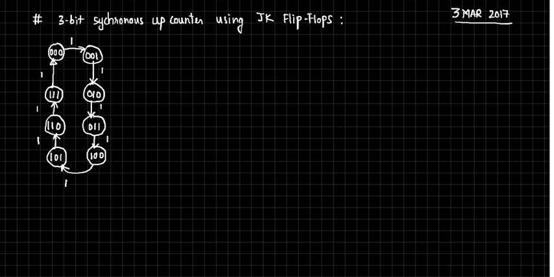Do that, the state table. In the state table I should write the present states. Now it is 3-bit, so it will be Q2, Q1, Q0. The next states, Q2 plus, Q1 plus, Q0 plus, and so on. And we have to decide what would be the inputs to those JK flip flops.